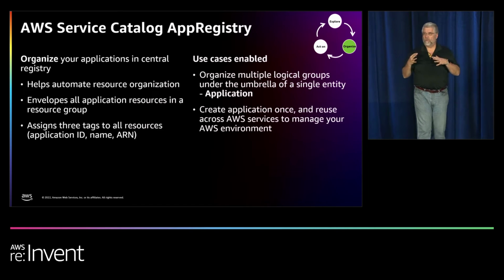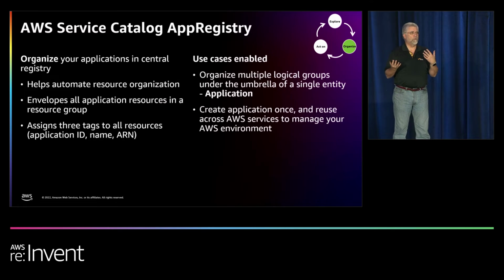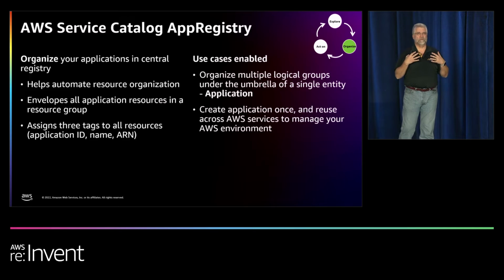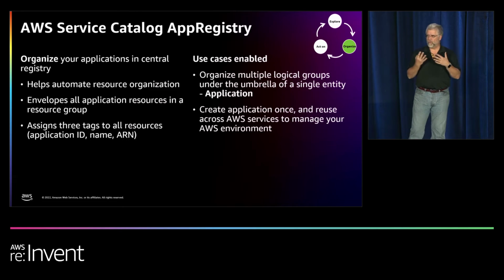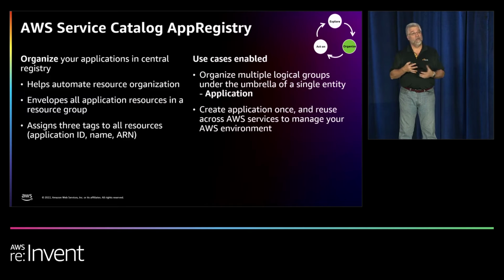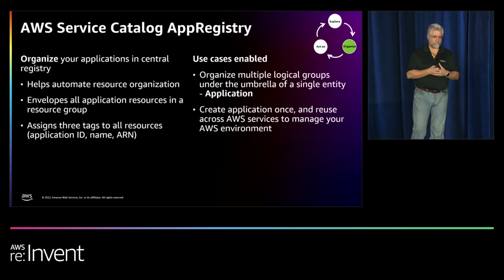So the way you can associate resources, I should mention as well with AppRegistry, there's two ways. You can either associate resources by pointing at one or more stacks. So there's no one-to-one mapping here necessarily. You could have 100 stacks and you add those to an application. You have to go through the process of adding them in there, but once they're in there, AppRegistry does the work for you of resource group and putting the tags on the resources.